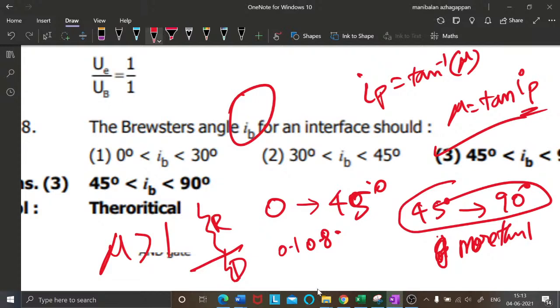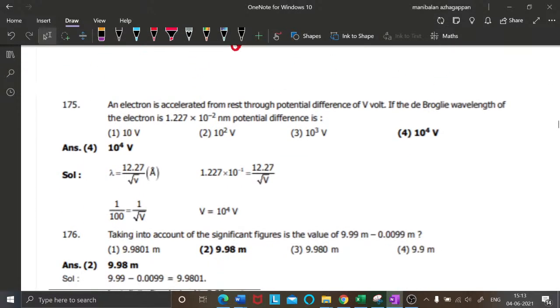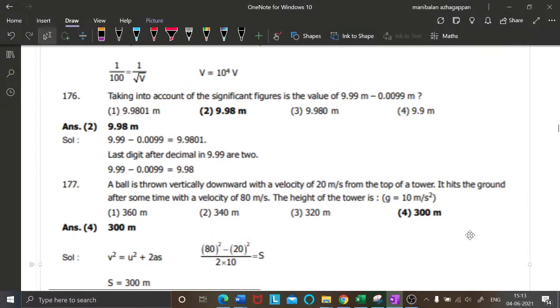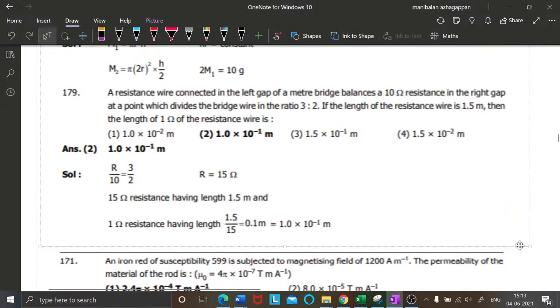Why is 0 to 45 impossible? Because there is no refractive index value of less than 1. Only 45 to 90 degrees is possible. The reason is that the absolute refractive index is always more than 1. We are going to do the next problem.